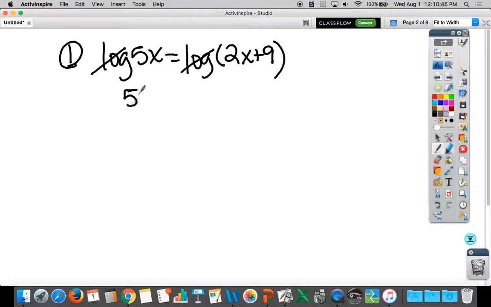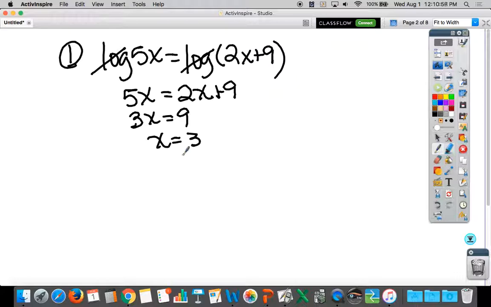So then all I have to do is 5x equals 2x plus 9, subtract my 2x, x equals 3. And I imagine if you had time to store this in your calculator, you would put one side in, put the other side in, and see if the numbers equal. And they should. So questions about this?